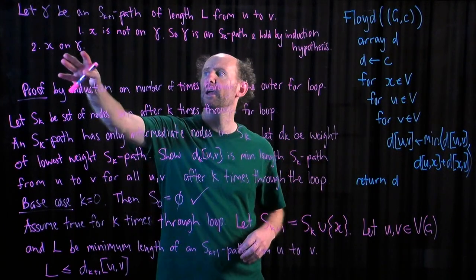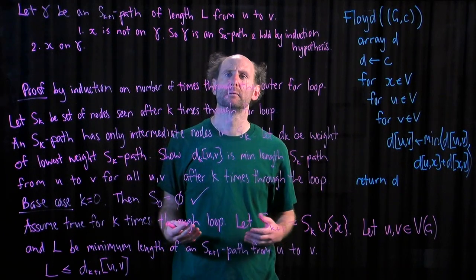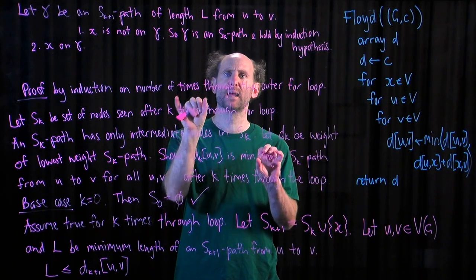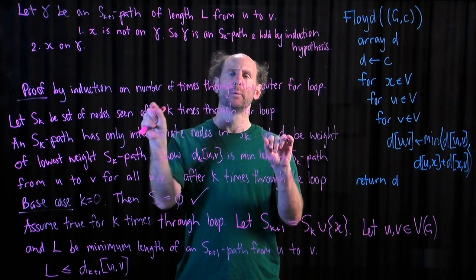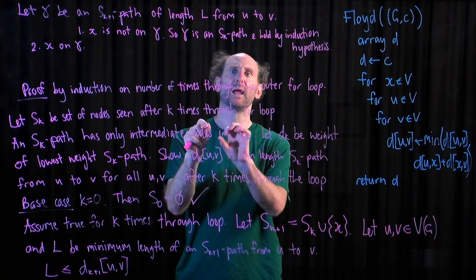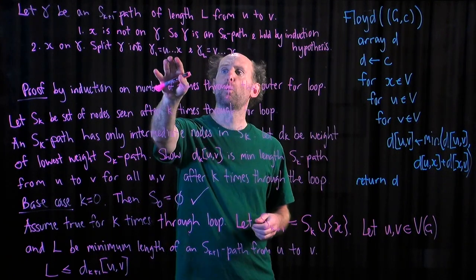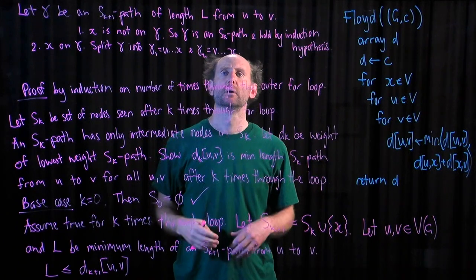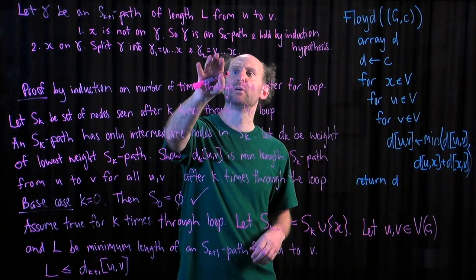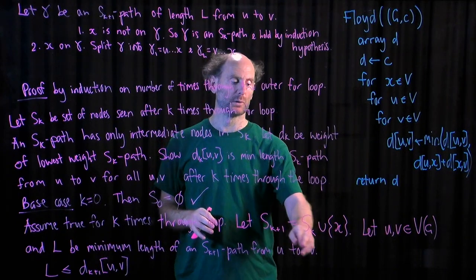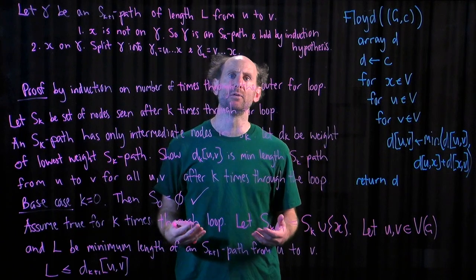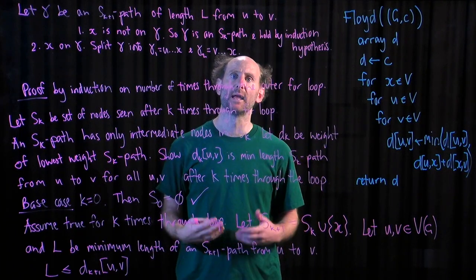So if x is on the path gamma, then we're going to split the path gamma into two subpaths, gamma 1 and gamma 2, where gamma 1 goes from u to x and gamma 2 goes from x to v. Then gamma 1 and gamma 2 are both S_k paths, that is, the intermediate nodes of gamma 1 and gamma 2 all lie in S_k. So again, we can use the inductive hypothesis to get the following.